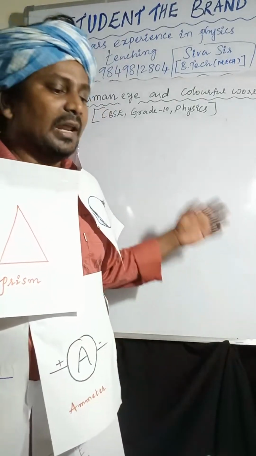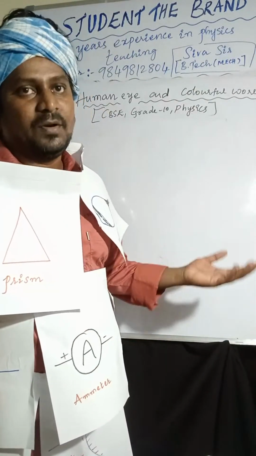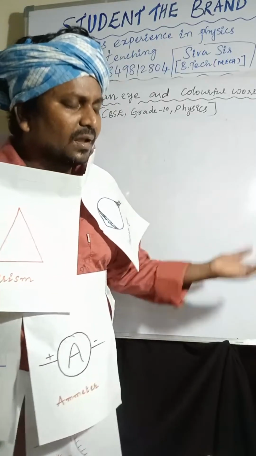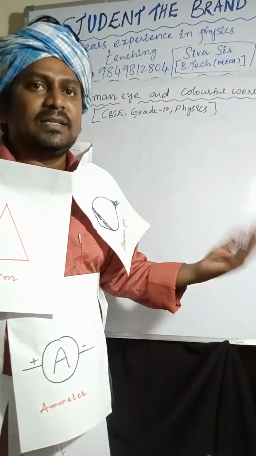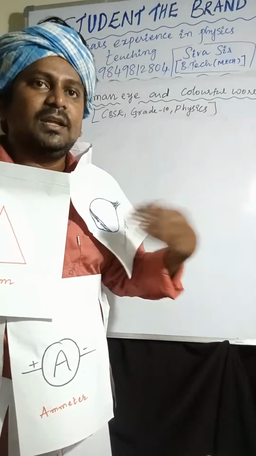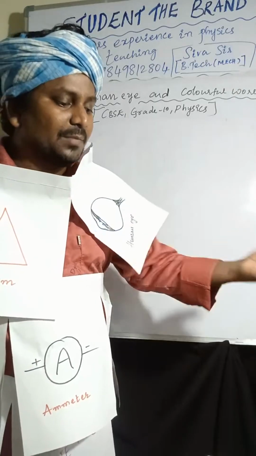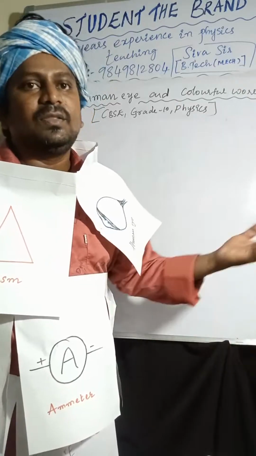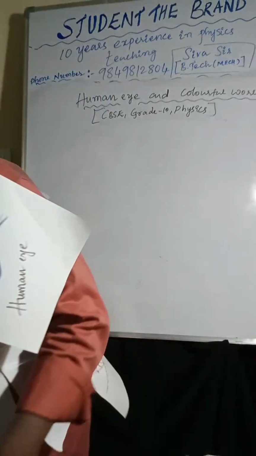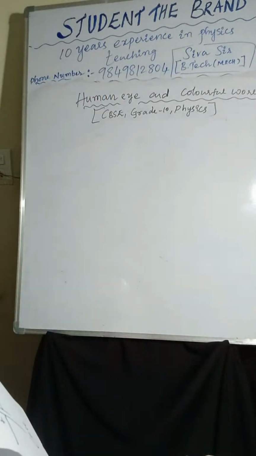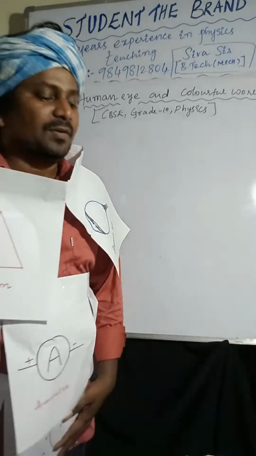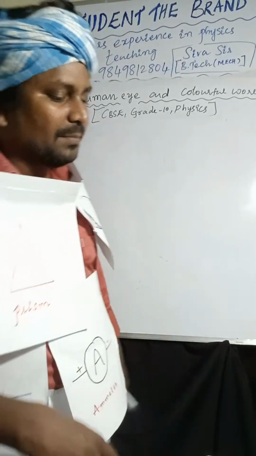So the ciliary muscles adjust the convex lens focal length, that is its curvature, so that we can see nearby objects or far objects. According to that, we are able to see far distance objects and near distance objects. That is about power of accommodation. Now we are going to myopia.